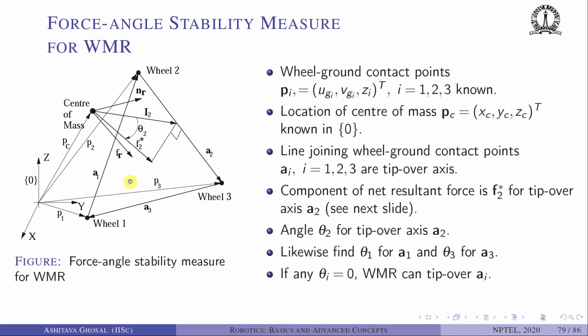So basically what is happening? If this θ2 is 0, which means what? F2 star is along this normal I2. So the WMR can tip over A2, about this wheel. That is the basic idea. We will calculate these angles and make sure they are not 0. If they are coming close to 0, we know that tip over about a certain line is going to occur.